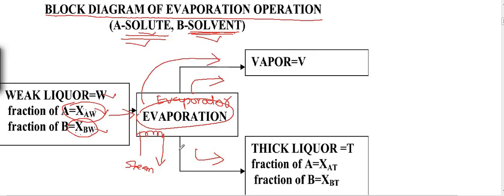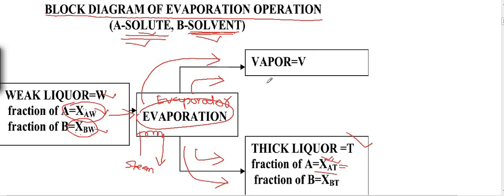When this vapor is removed, whatever remains at the bottom of the evaporator is called thick liquor, and it is given by the symbol T. The fraction of solute in the thick liquor is given by XAT: X stands for fraction, A for solute, T for thick liquor. XBT is the fraction of solvent in thick liquor. So in thick liquor you get solute plus solvent, and in weak liquor also solute plus solvent.